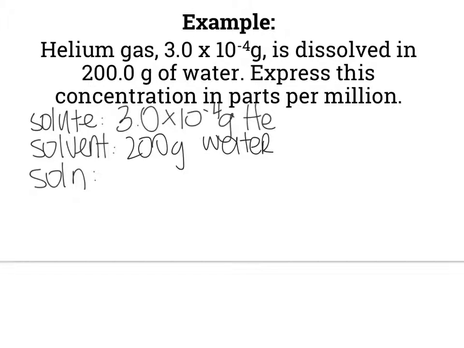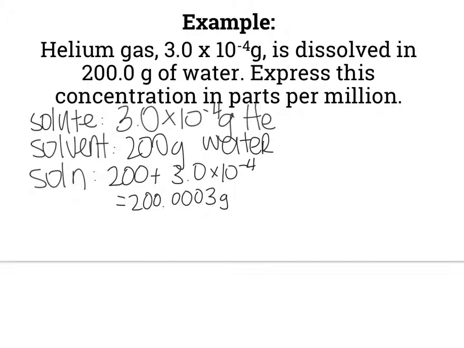We might be using the grams of these later, so I'm going to calculate that right now. That'll be 200 plus 3.0 times 10 to the negative fourth, which is equal to 200.0003 grams. I may not use that, but I found that it's really useful to start by trying to find all three of these and then use what you need.